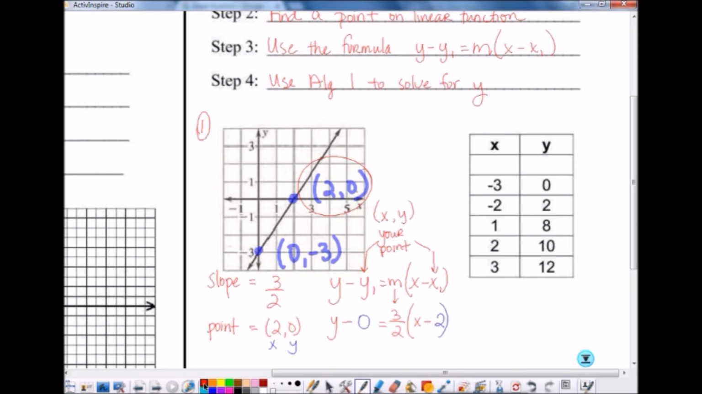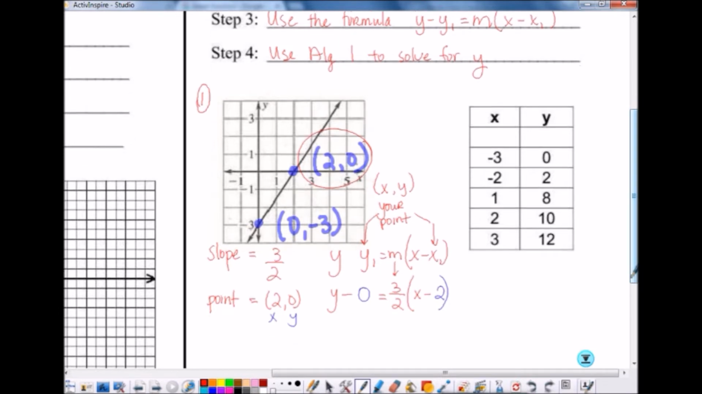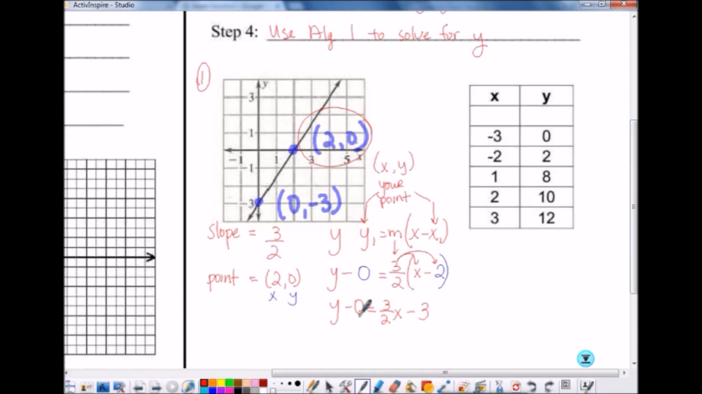For step 4, now you're going to use your Algebra 1 skills and you're going to solve for y. So the first thing I'm going to do is leave the left side alone and I'm going to distribute the 3 halves. So I'll keep the 3/2 x, and I'll be your calculator for you. 3/2 times -2 is -3. Now you're almost done. Which two numbers do not have letters with them? That's right, 0 and -3.